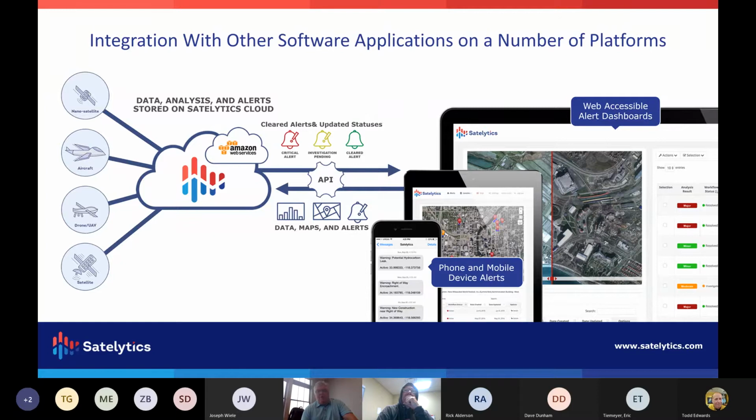But of course, we don't believe we're the only software program that you will be using. I mean, that would be very arrogant and very silly, misguided of us.